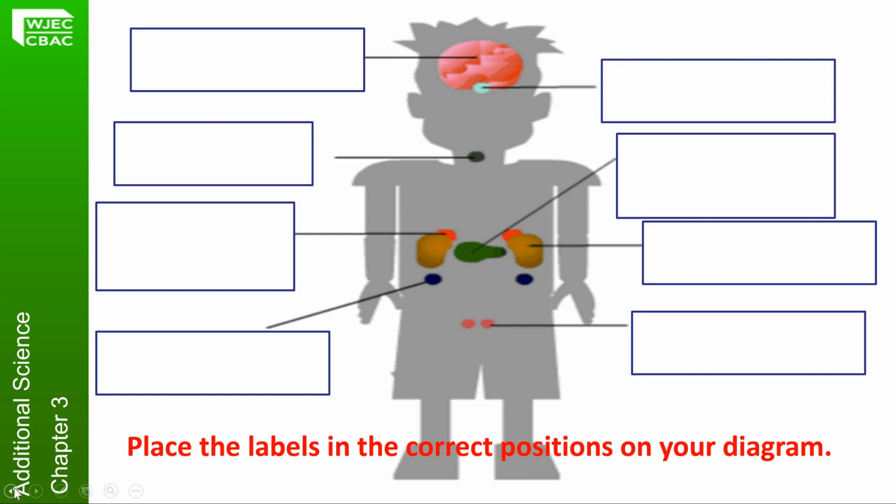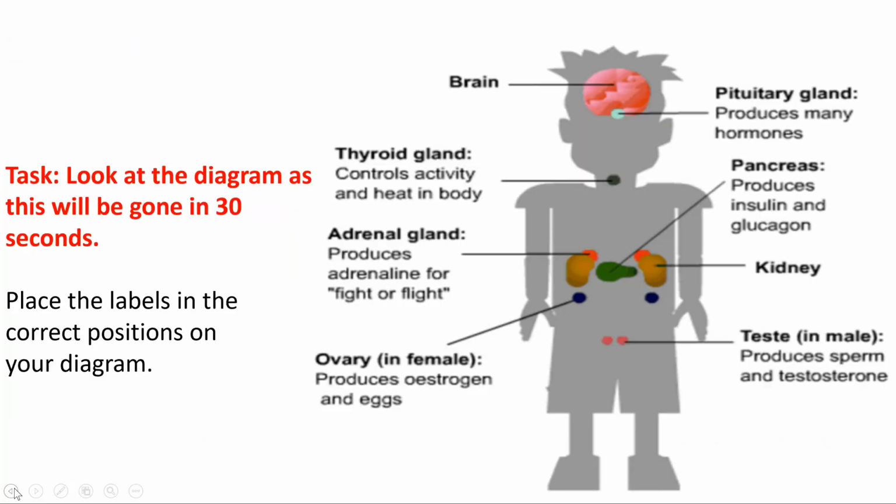Okay, hopefully you've been able to remember what each of these labels is pointing to. So pause the video at this point now and label the boxes on page 20. Right, we'll just go back now and check your answers.